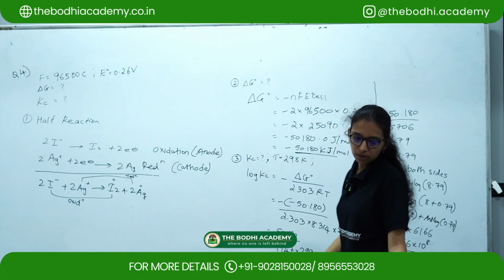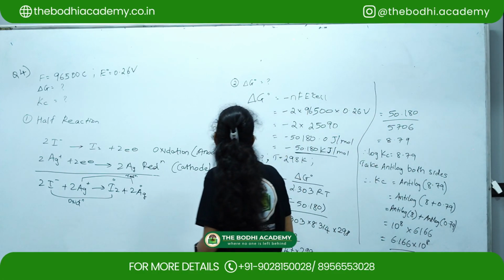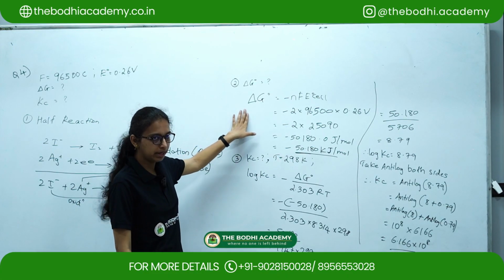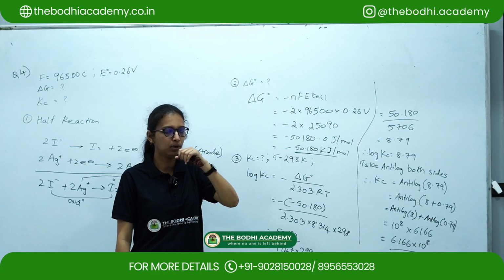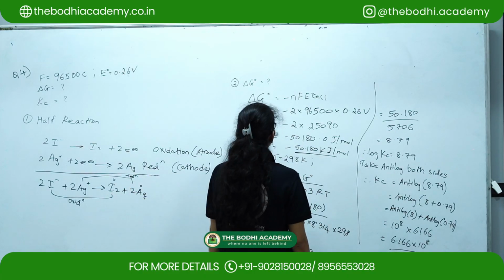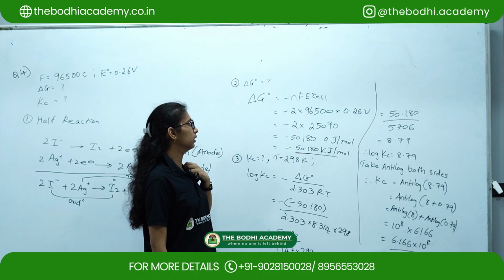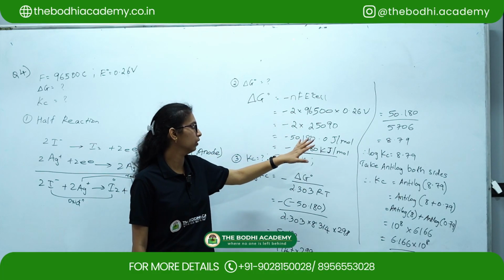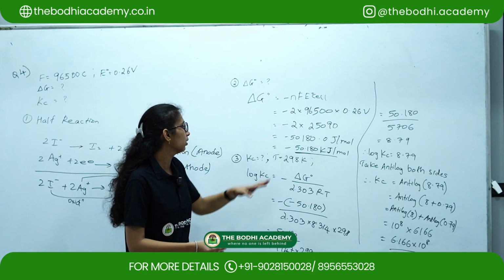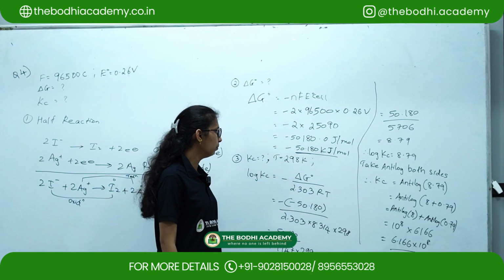After that, what they have told, calculate the Gibbs free energy. That is delta G naught. Delta G naught is what? Minus, the formula for Gibbs free energy is minus nF E naught cell. n is the number of electrons transferred. 2 electrons are transferred. So here 2. And Faraday's constant is 96500 into the given E naught cell value is 0.26 volt. So you will get this answer in terms of kilojoule per mole.